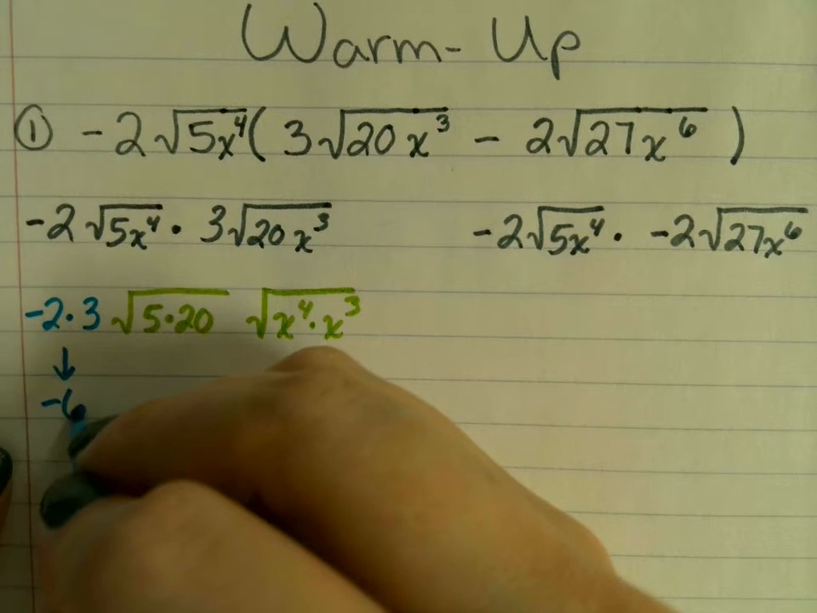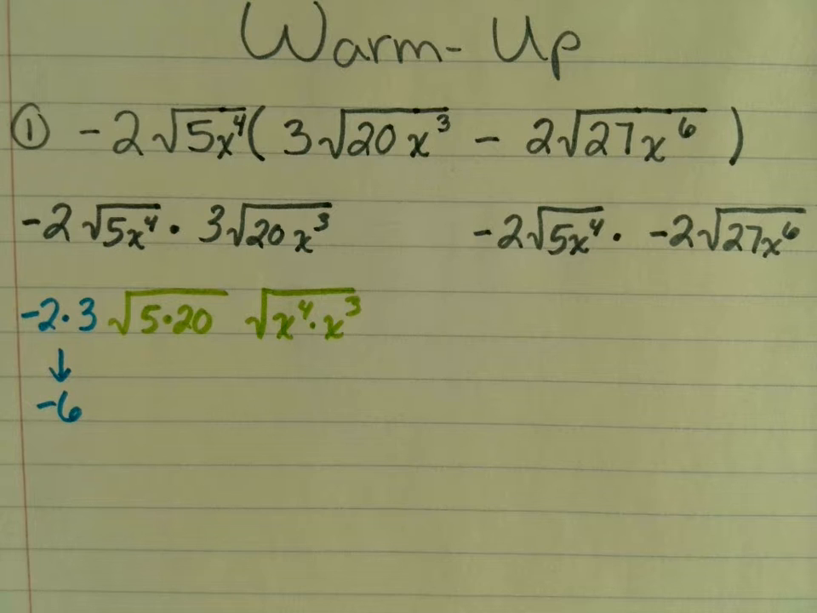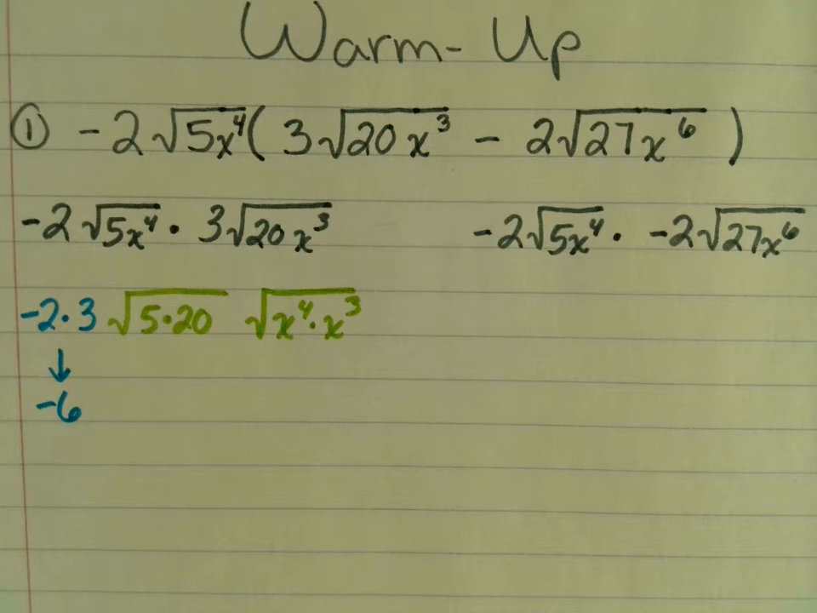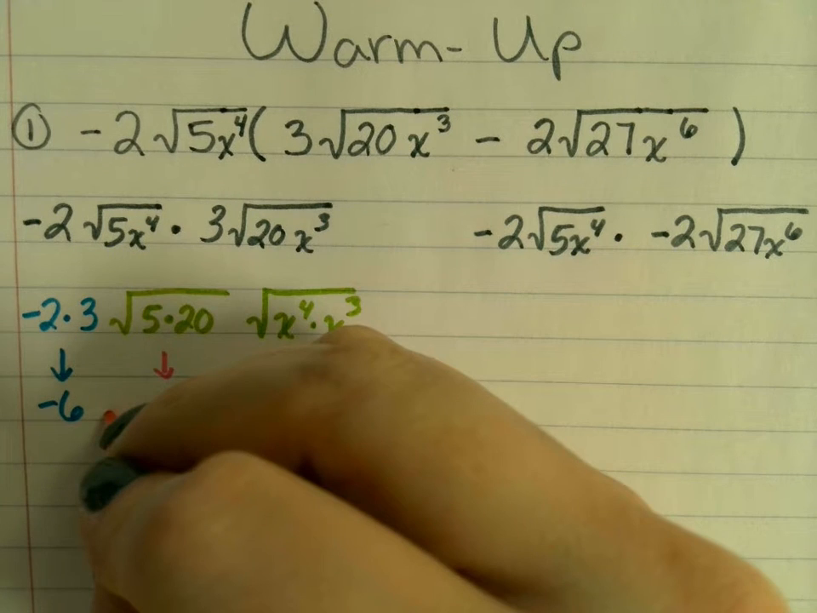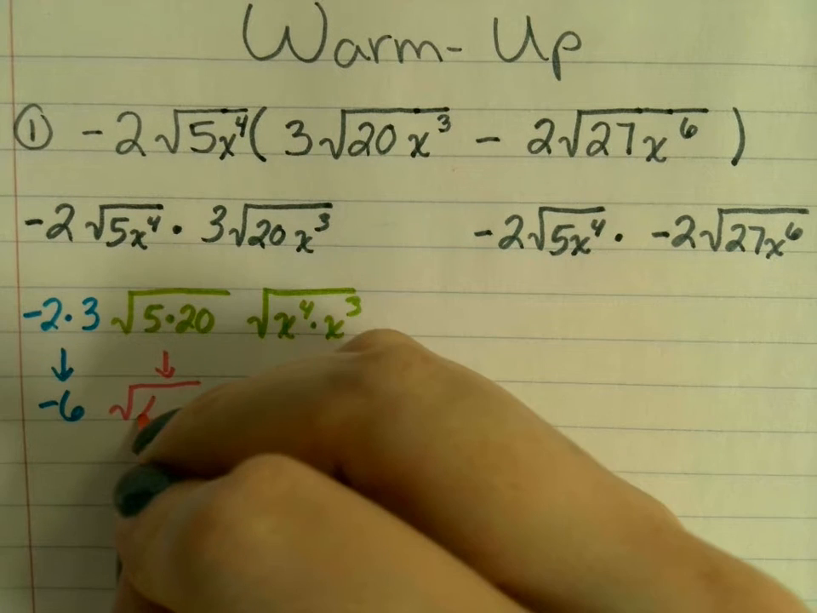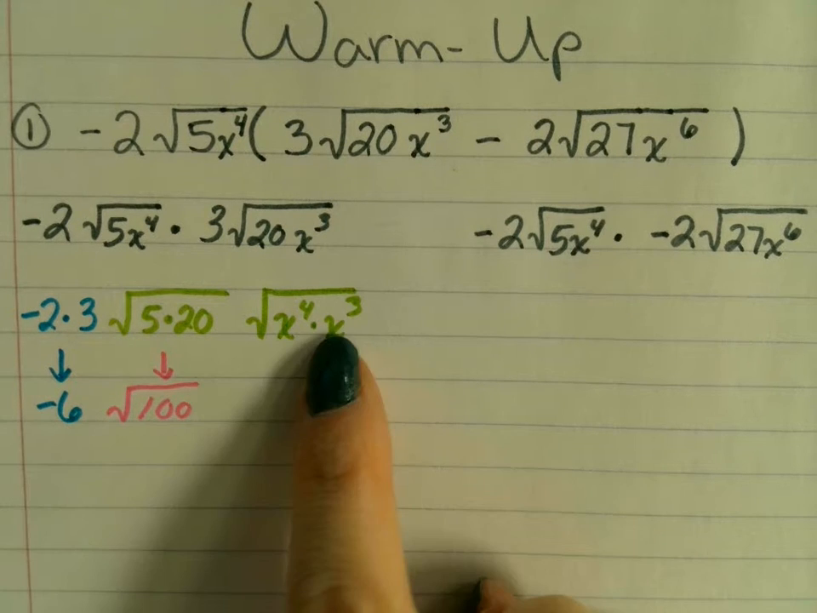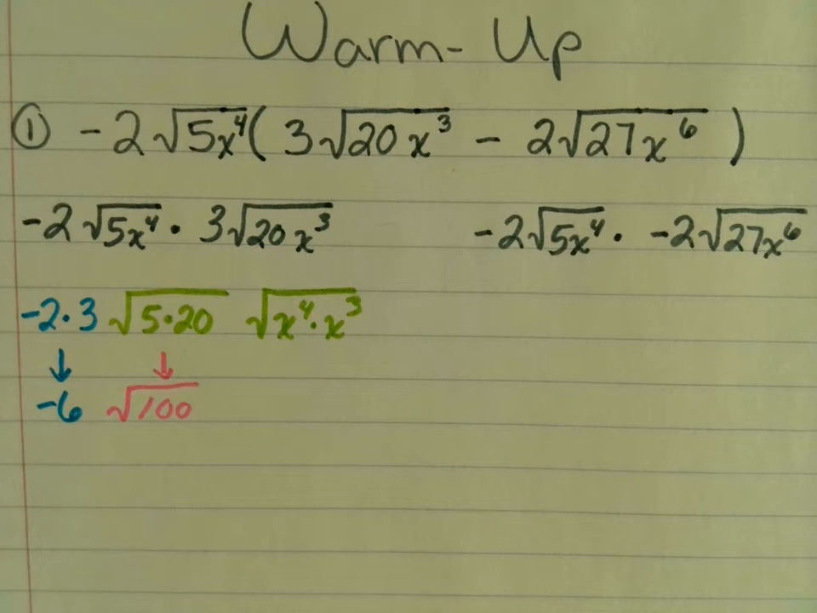100. Is 100 perfect? Yes. So since 100 is perfect, I'm going to go ahead and put it automatically in the pink so that I know for me that I've got a perfect square here. What about x to the fourth times x to the third? What is that going to equal? X to the seventh. Is that perfect? No, because it's an odd exponent. So I'm going to leave it in green. I've got x to the seventh.